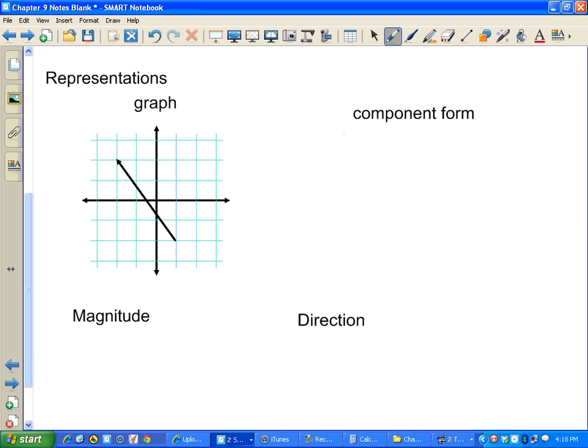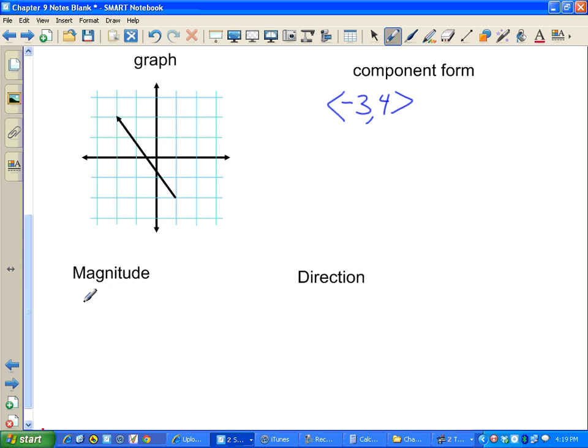It's component form. Okay, we use these pointy brackets, and it's just like a point, only it's telling me which way it's moving left and right and how much it's moving up or down. So this one's moving 1, 2, 3 in the negative x direction, and it's moving up 1, 2, 3, 4 in the positive y direction. So this would be the component form of this vector.